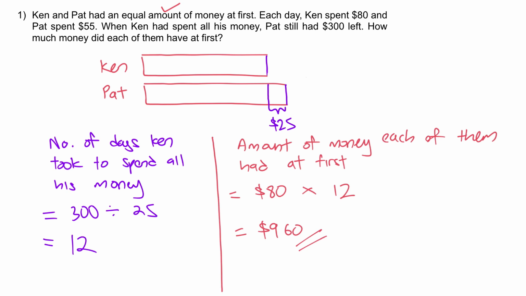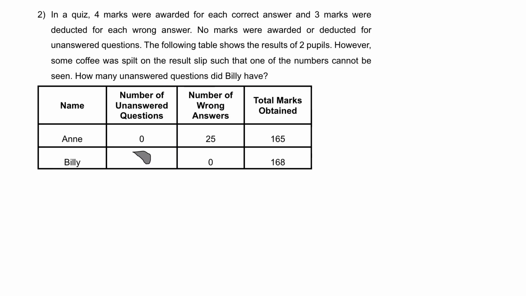Okay, let's move on to question 2. Question 2. In the quiz, 4 marks were awarded for each correct answer and 3 marks were deducted for each wrong answer. No marks were awarded or deducted for unanswered questions. The following table shows the result of 2 pupils. However, some coffee was spilled on the result slip such that one of the numbers cannot be seen. How many unanswered questions did Billy have?